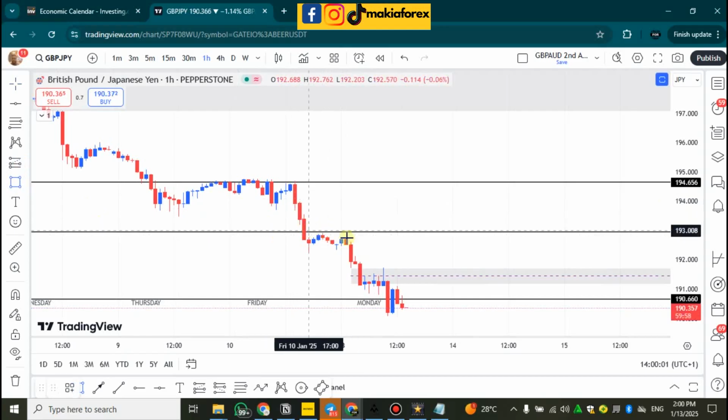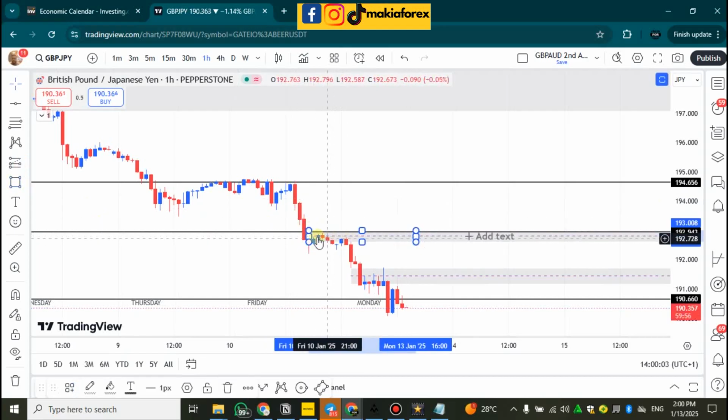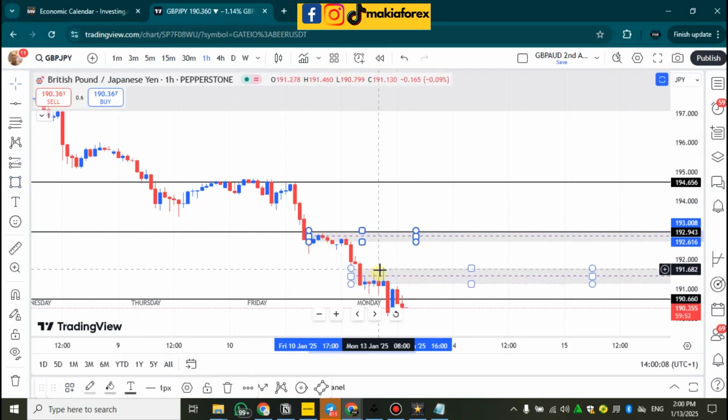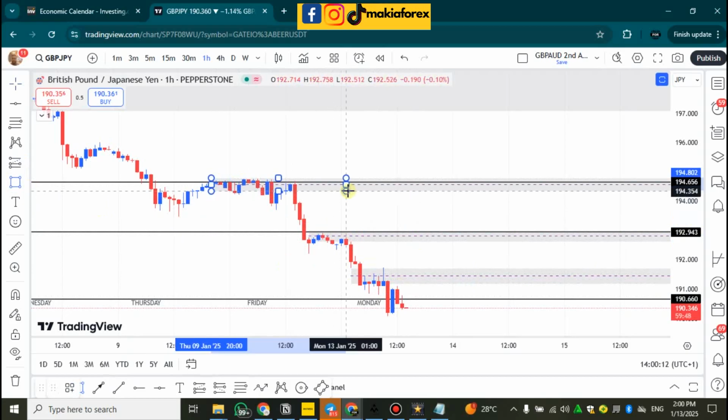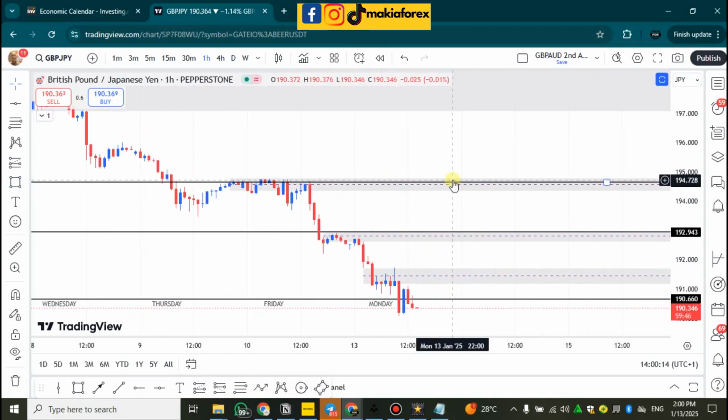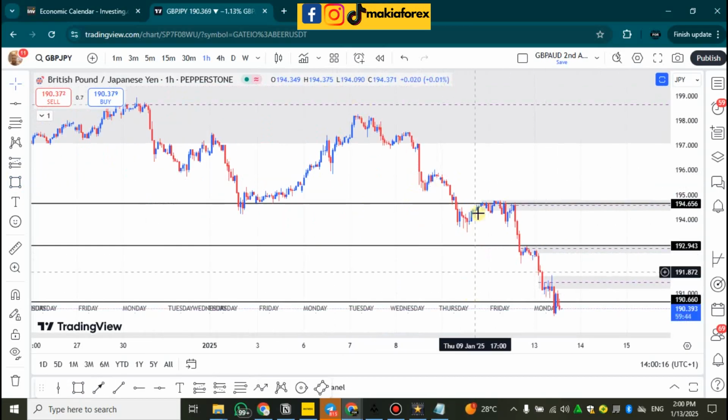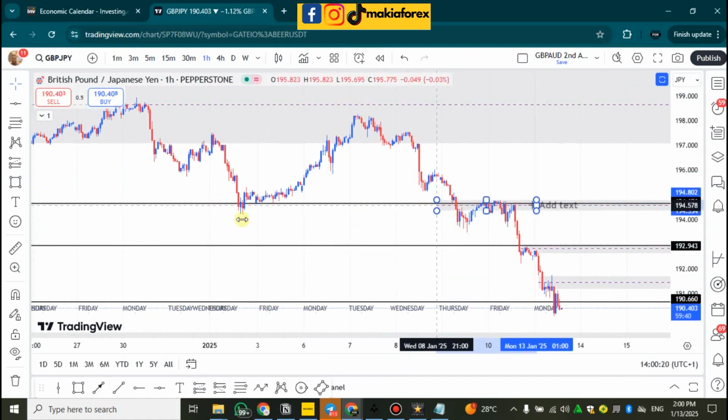We have a double top over here. Also here we have a couple of shooting stars and reaction to the downside. And also we have another one here. So these are like sell zones. Even though we're on a bearish trend, these sell zones are very interesting, because if price gets to these particular zones, we are going to be looking for sell trades.